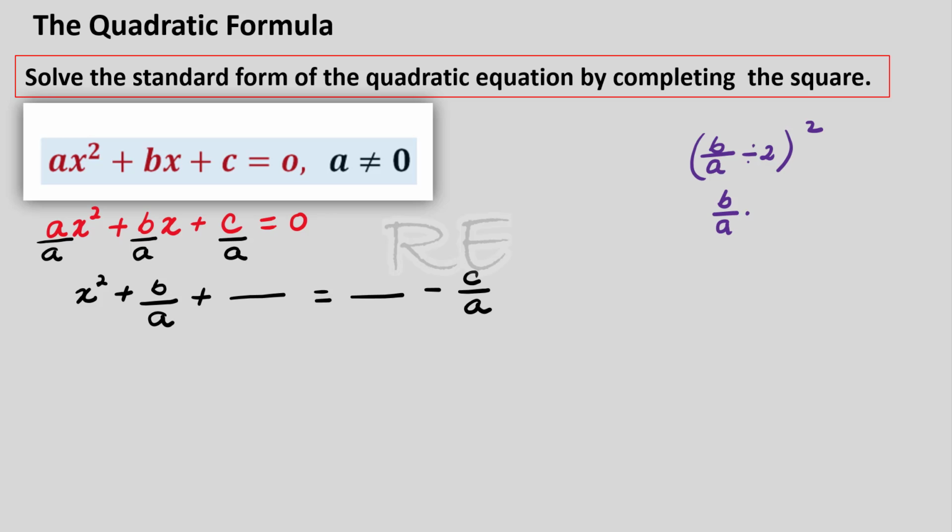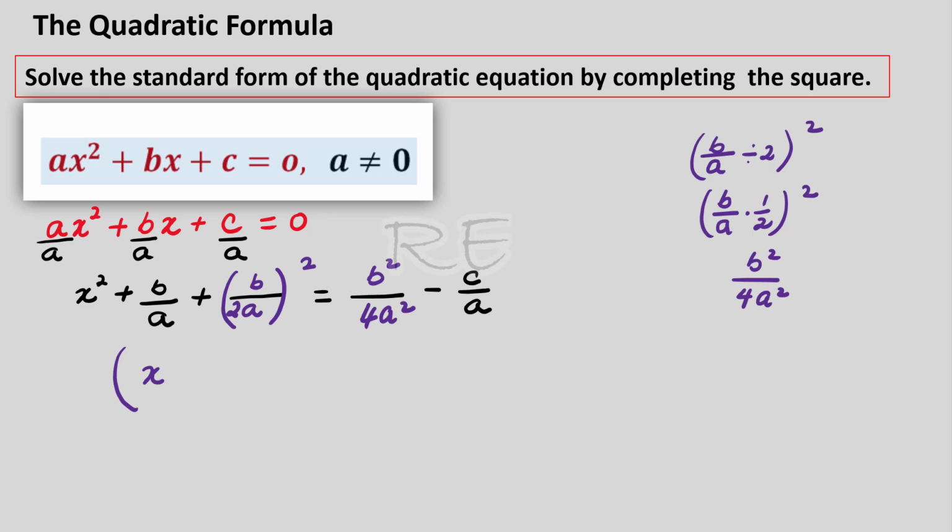The missing part is half of b over a, squared. Half of b over a is b over 2a. b over 2a squared is b squared over 4a squared. So the missing part is b over 2a squared, which is b squared over 4a squared.